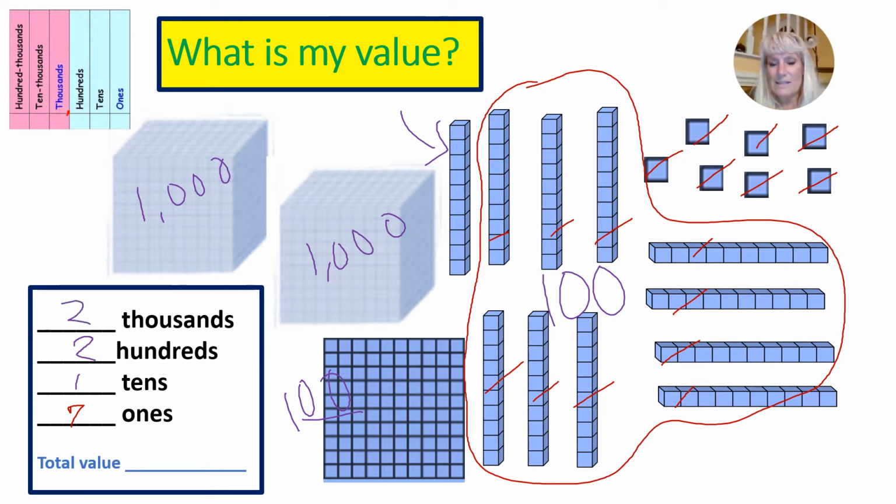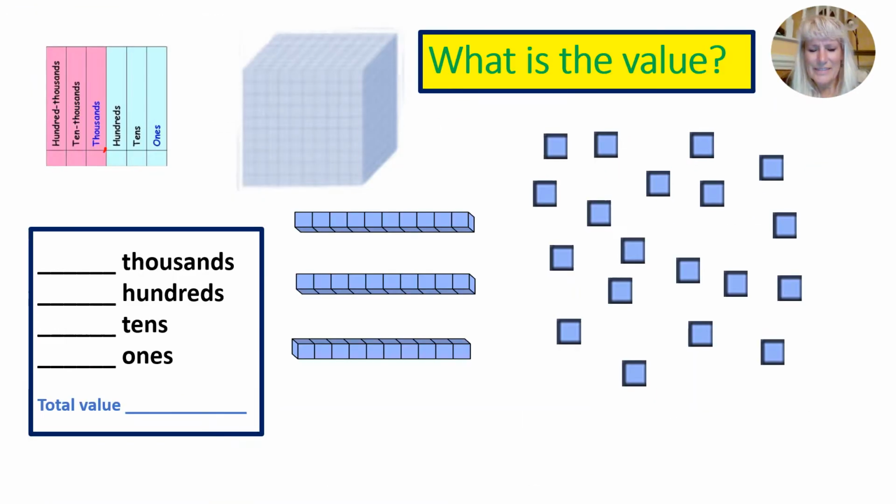So if I was writing this number, it's a 4-digit number. I have 2,000, remember that comma, 2,000. And then I had 200, and then I had 110 and 7 ones. So that is 2,000, oops, this is kind of messy. It should be a 7. 2,217. Okay, so we're going to go ahead and go to the next slide.